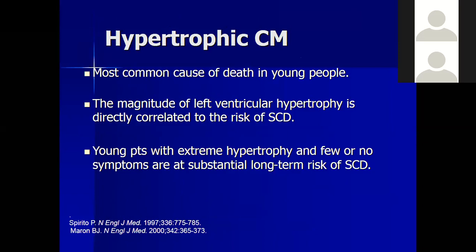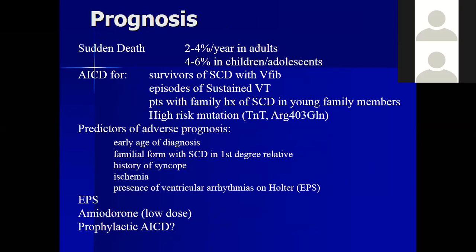Hypertrophic cardiomyopathy is the most common cause of death in young people. The magnitude of hypertrophy is directly correlated to the risk of sudden cardiac death. Young patients with extreme hypertrophy and few or no symptoms are at substantial risk of sudden cardiac death. So for prognosis, sudden cardiac death is how you die. You can put automated ICD devices for those kinds of patients.